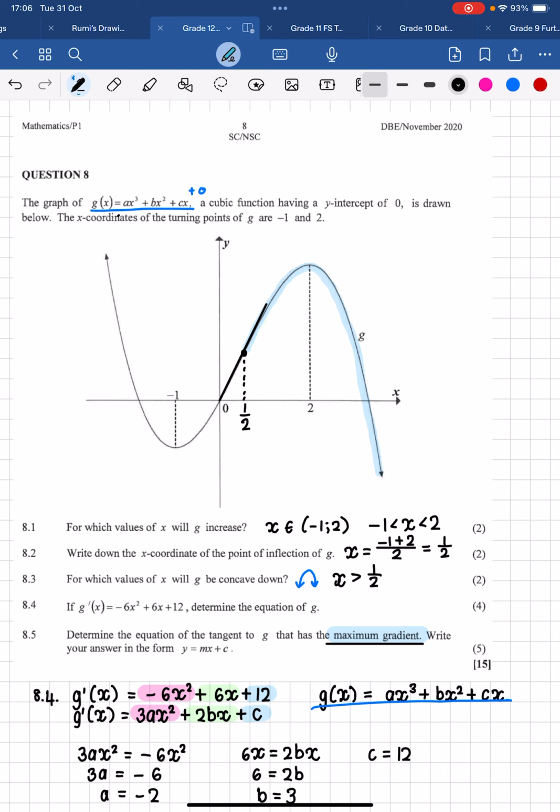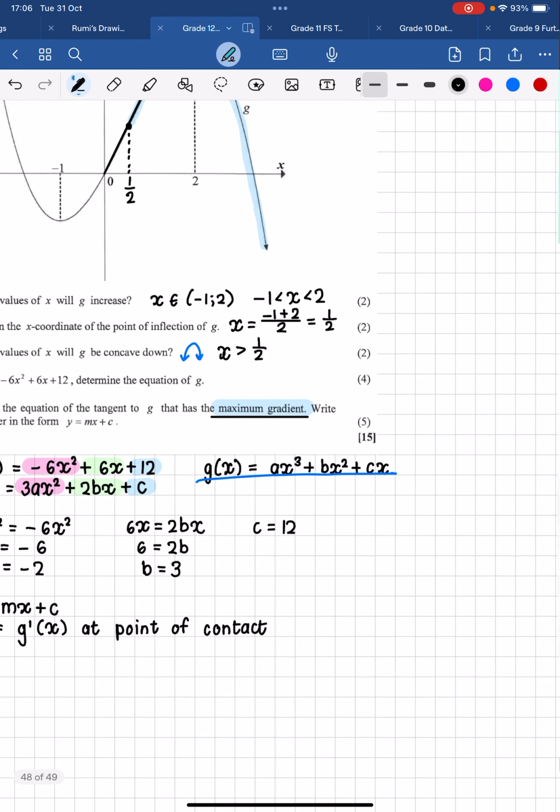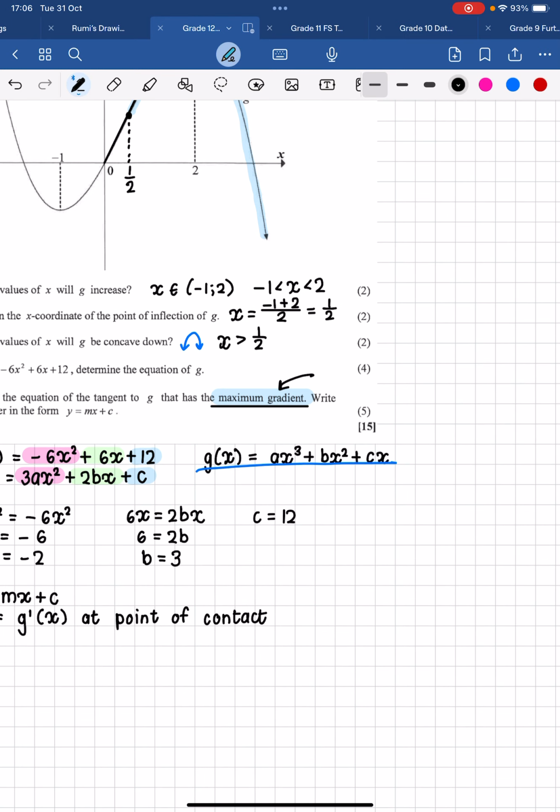But that is the steepest possible tangent that you can get. The tangent with the maximum gradient is always going to be at the point of inflection. You need to write that down somewhere, guys. Tangent with the maximum gradient is at, did I just say at the point of contact? I mean at the point of inflection. At point of inflection. Usually they tell us what the point of contact is.